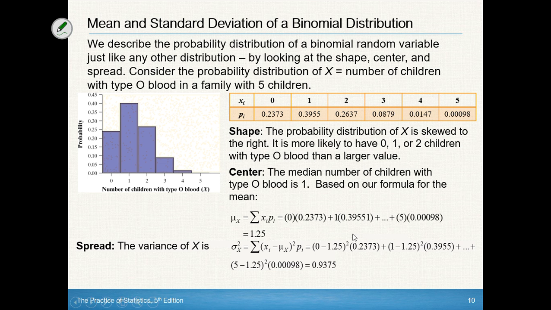The variance, just like we did in the previous section, looks like this, where you take each number minus the 1.25 squared times its probability of occurring. This is the variance. I could square root that to get the standard deviation. As always, if you want to go back and try these numbers on your own, just pause the video and give it a go.